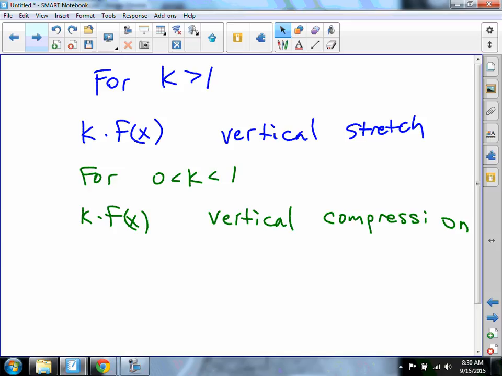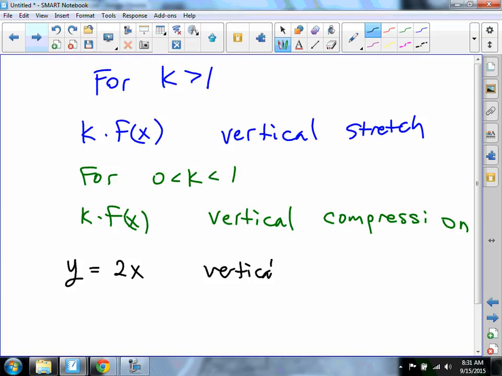So a specific instance of this, if we had something like y equals 2x, that's a vertical stretch by a factor of 2. In other words, it's going to take all the y values and make them twice as large as they had been. In other words, it's going to take the line and increase its slope. It's going to double its slope.